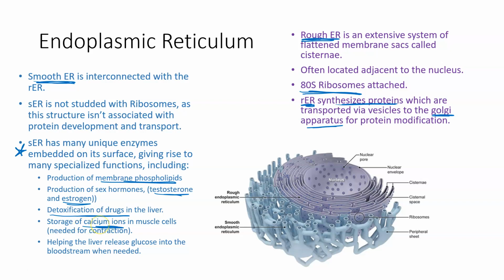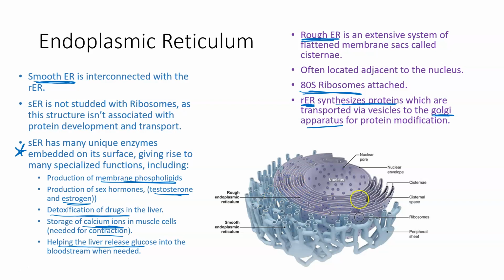The smooth ER also stores calcium ions in muscle cells, and those calcium ions are needed for muscle contraction. Muscle cells have to have a large proportion of the cell devoted to the smooth ER, because if you don't store enough calcium ions, you can't properly contract the muscle. And a muscle that can't contract is obviously going to be a problem. And the smooth ER is going to help the liver release glucose into the bloodstream when blood glucose levels get low. So, two different divisions.